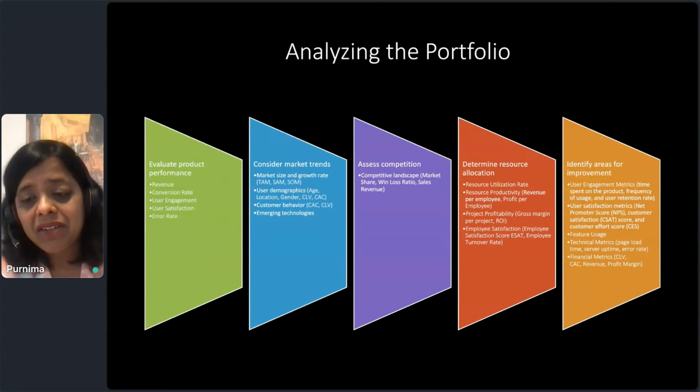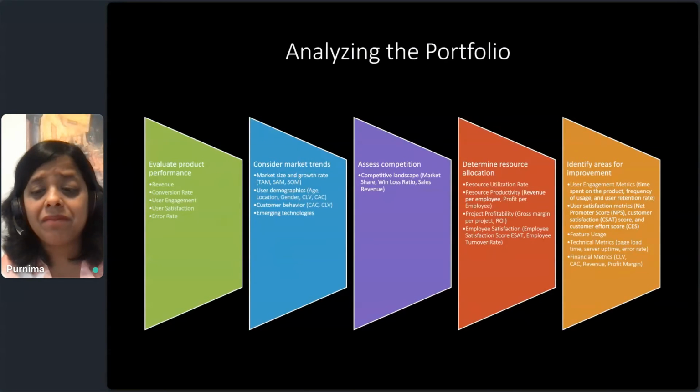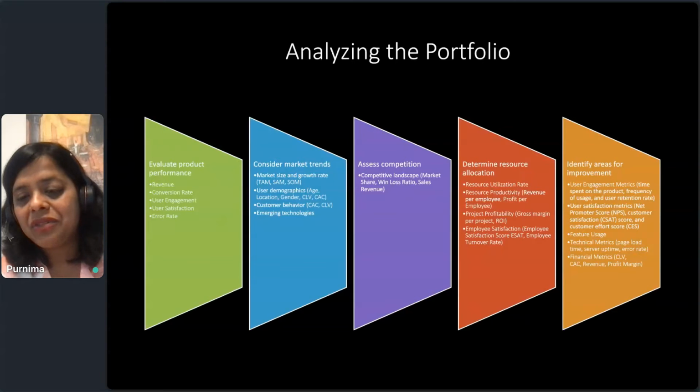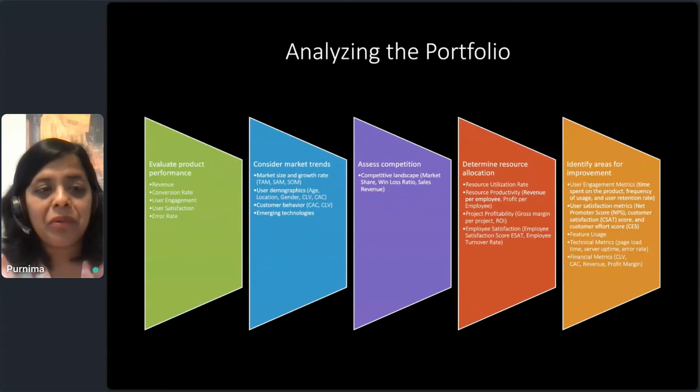Then you have technical metrics. So page load time, server time, error rate. A lot of companies ignore this and then they put it in a tech debt backlog, which is not a good practice. You need to have a continuous improvement cycle for all of these. And then obviously coming to financial metrics, your CLV, your revenue, your profit margin.